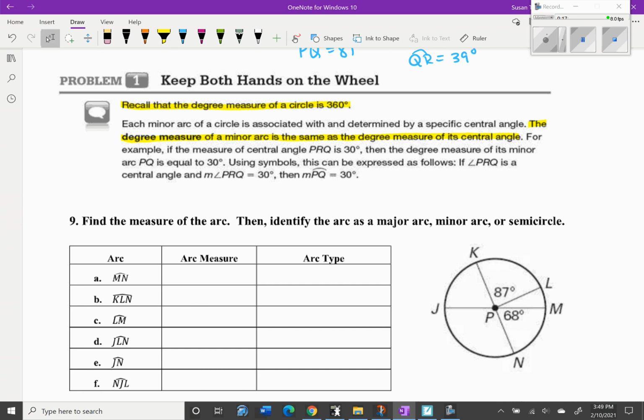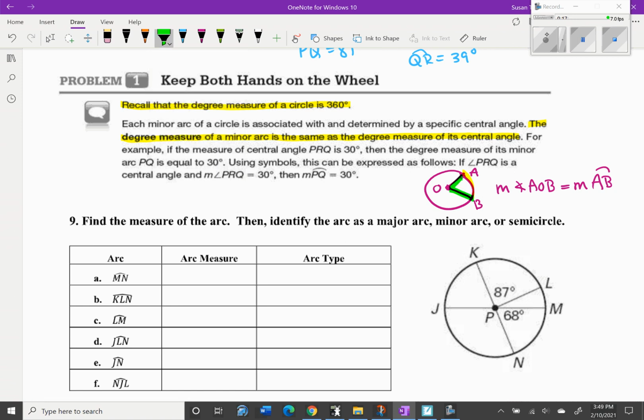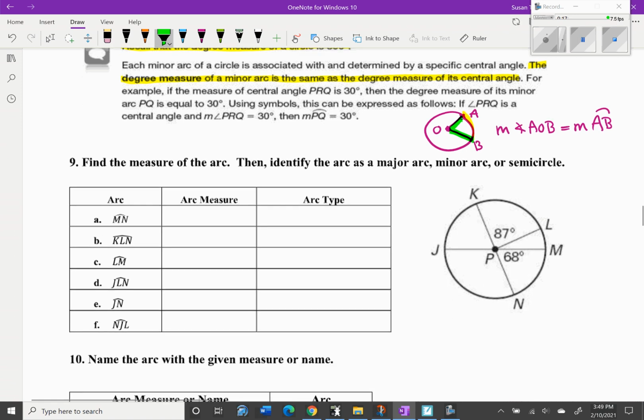So if we just draw a quick circle to show what they're talking about here. So there is my central angle. I'm going to call this AOB. So they're saying that the measure of angle AOB is equal to the measure of arc AB. So this is the arc, and again, this is the actual angle. So we're going to use that to help us find these answers.